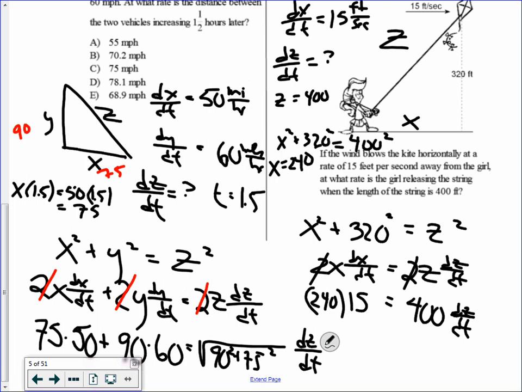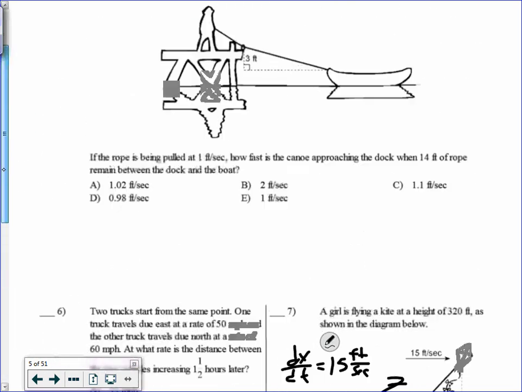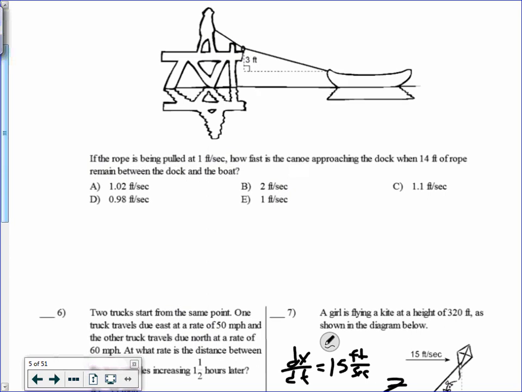Okay? Other questions on the homework? Yes, Ross? Number 5. Yeah, that one looked interesting. Just looking at that. If the rope is being pulled, oh wait, I don't think I'm seeing the whole thing.